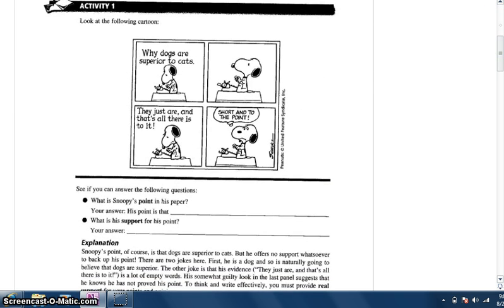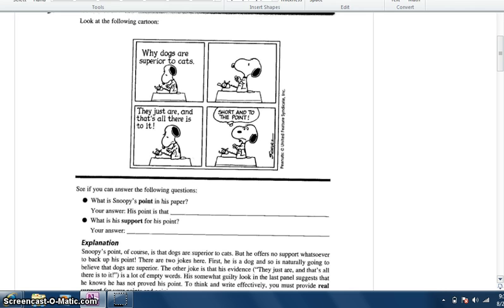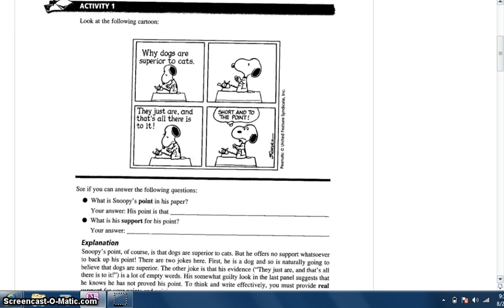So in this cartoon, we have Snoopy typing, "Why dogs are superior to cats." They just are, and that's all there is to it. Short and to the point. Okay, so the first thing we need to ask ourselves is, what is the point of Snoopy's cartoon? Well, our point is that dogs are superior to cats. That's what Snoopy is claiming is true.